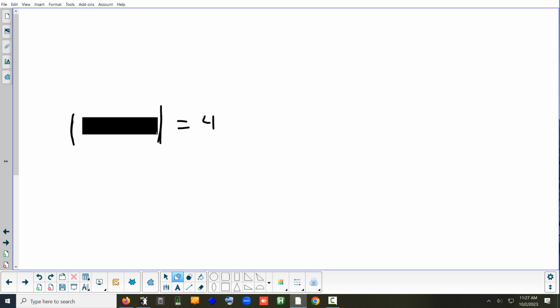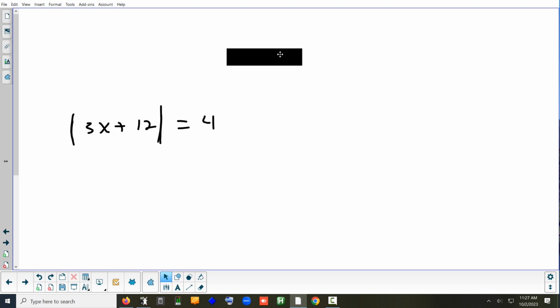-4. You could have this come out to either -4, and then when you take the absolute value, you get 4. Or what's inside these bars would have to equal +4. So when we solve it, we end up setting up two equations: either what's inside there equals 4, or what's inside there equals -4. And that's how you solve absolute value equations.